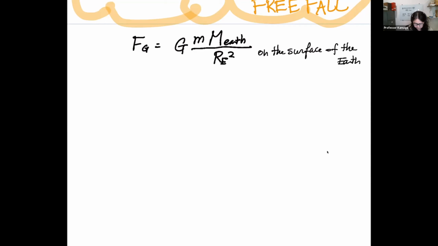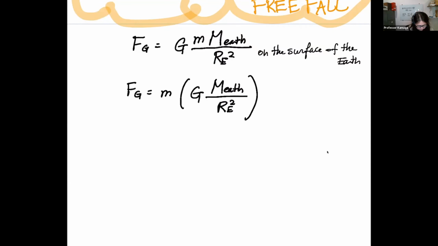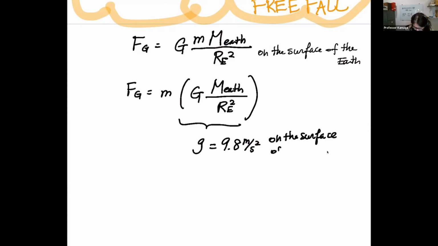So you have an object that's m, and I can rewrite this like this: put the mass, and then G m Earth divided by the radius of the Earth squared. And this is the little g. This little g is 9.8 meters per second squared, again, on the surface of the Earth.